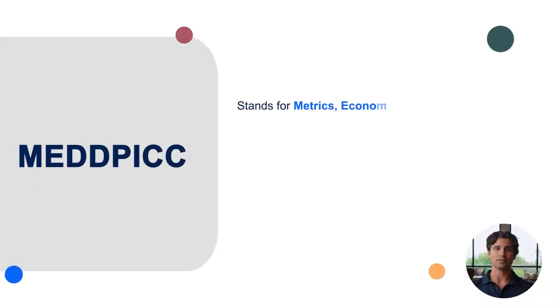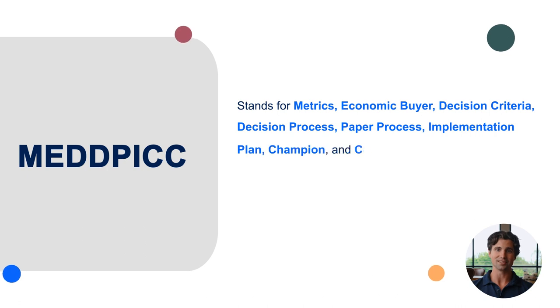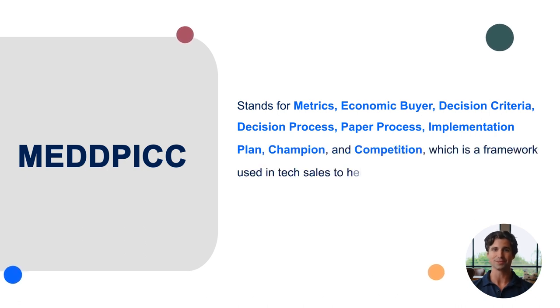MEDDPIC is an acronym for Metrics, Economic Buyer, Decision Criteria, Decision Process, Paper Process, Implementation Plan, Champion, and Competition, which is a framework used in tech sales to help qualify opportunities and close deals. Each component of MEDDPIC represents a key factor that sales reps should consider when working with potential customers.